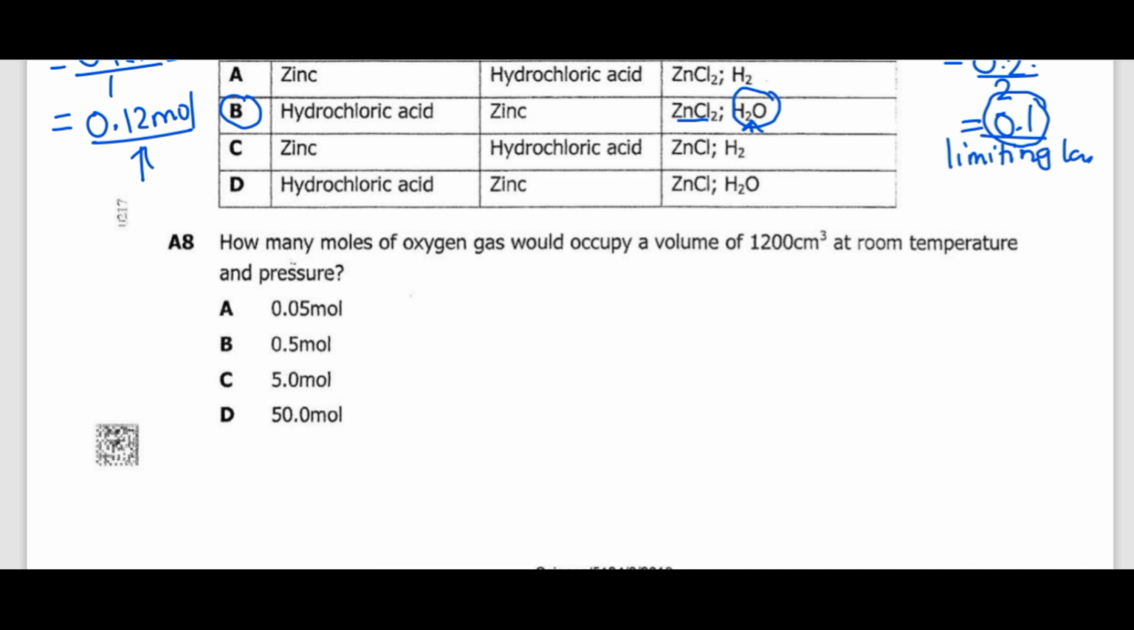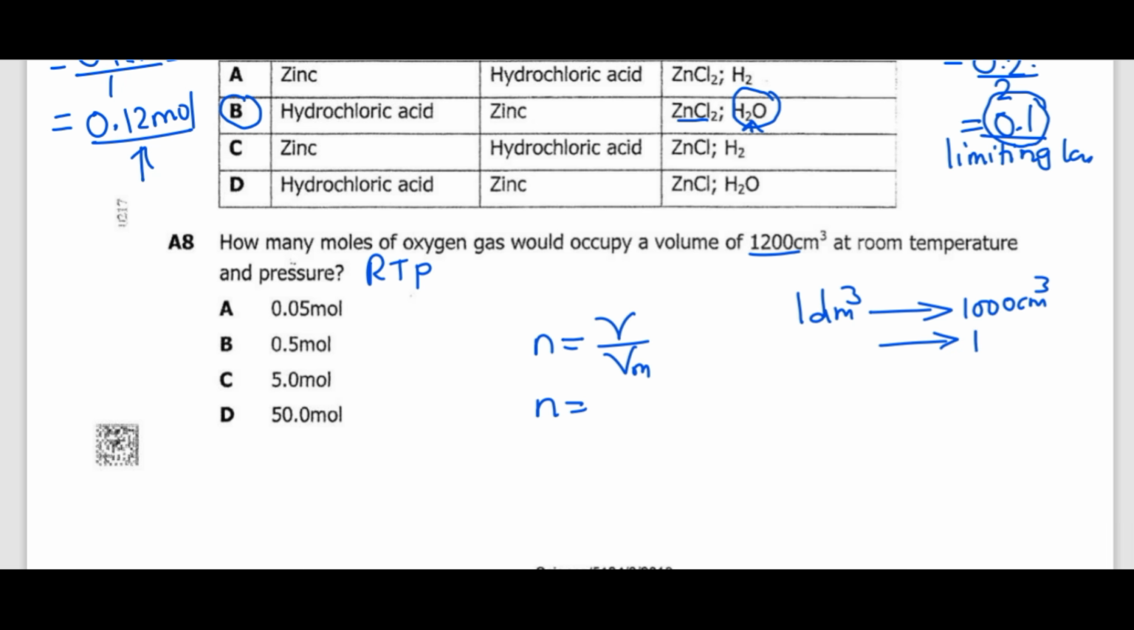Then for question 8, how many moles of oxygen gas would occupy a volume of 1,200 cubic centimeters at room temperature and pressure? So this is at RTP, and we want to find the number of moles. If you are given volume, the number of moles is equal to volume divided by molar volume. So what is the volume? We have 1,200 cubic centimeters. Remember, the volume must be in decimeters cubed. So we need to convert: 1 decimeter cubed is equal to 1,000 cubic centimeters. Then the 1,200 cubic centimeters will be here.